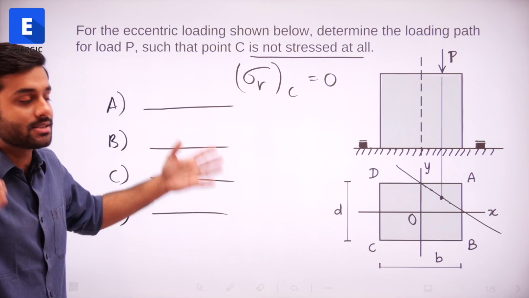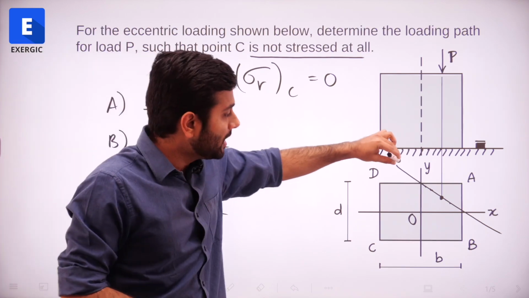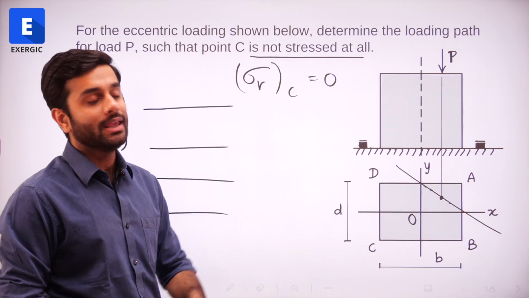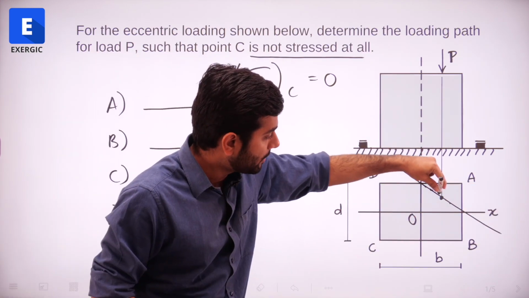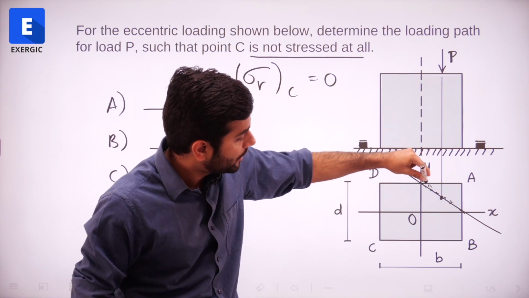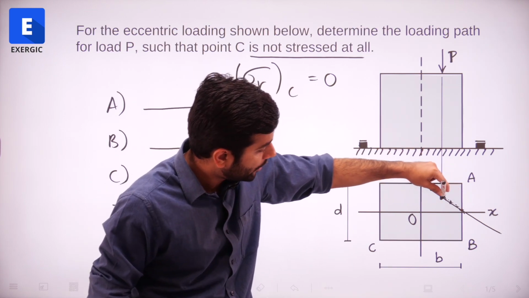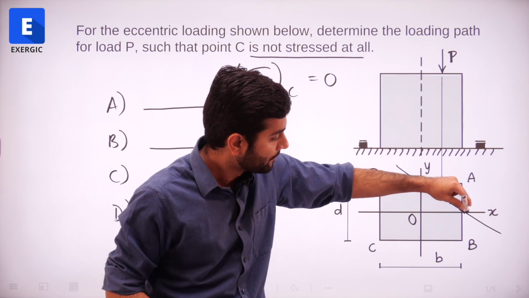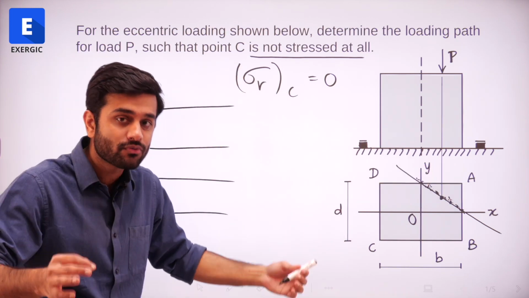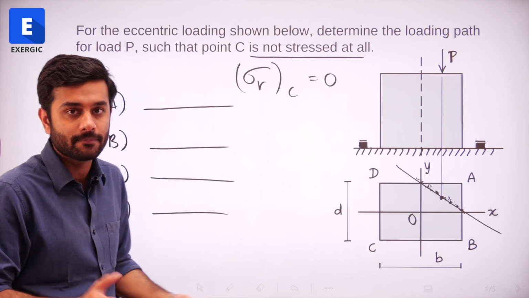That's what the question is asking you: maybe it was a moving load, or maybe you can apply P not only at this point but at different points. So along what equation, or at what different points, can you apply the load P such that the stress at C is going to be 0? That's what the question is asking you, right?